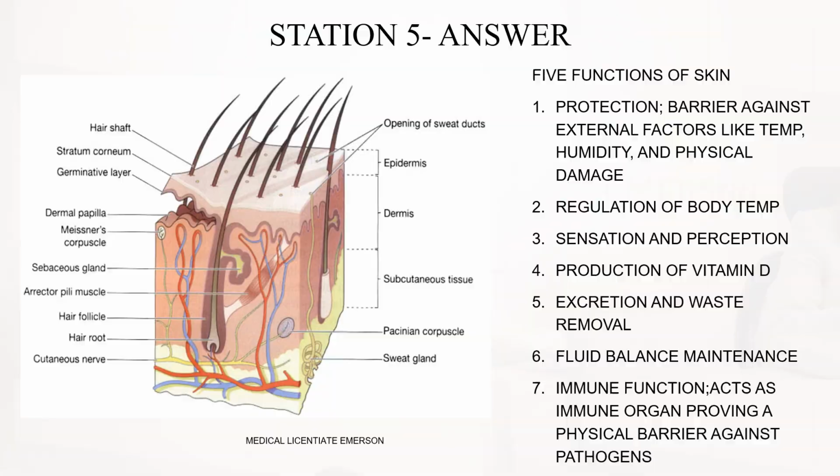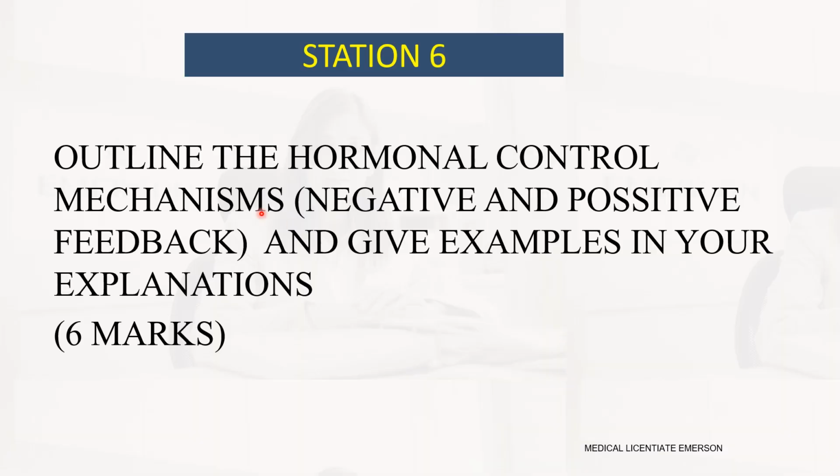Okay, so let's make progress. Session 6. Outline the hormonal control mechanisms, the negative and positive feedback. Also give examples in your explanation. Meaning, as you are explaining the negative and positive feedback, at least give an example of a negative and of course a positive feedback.